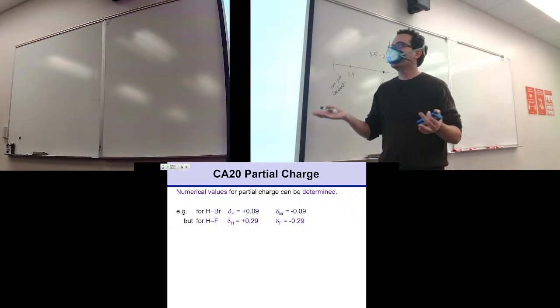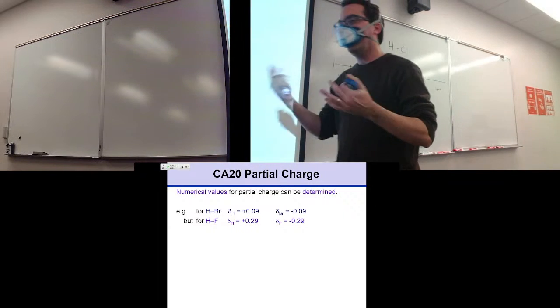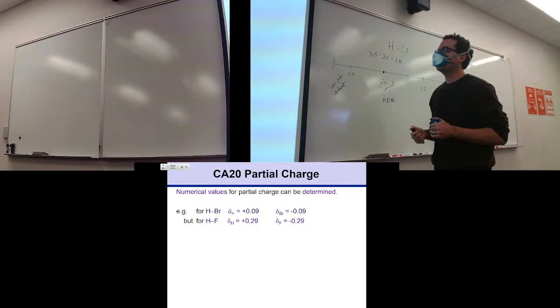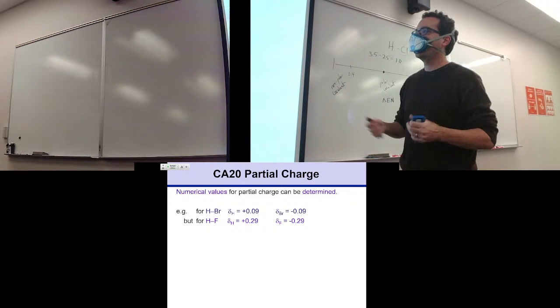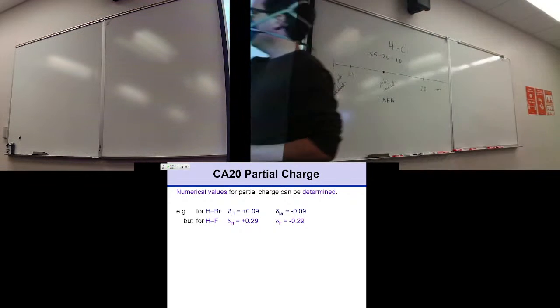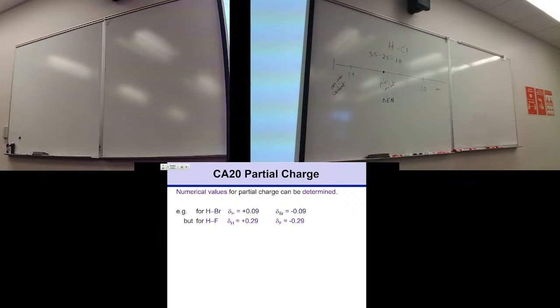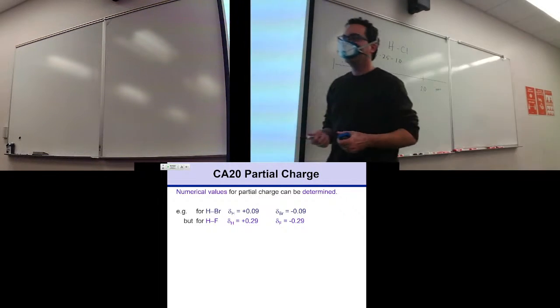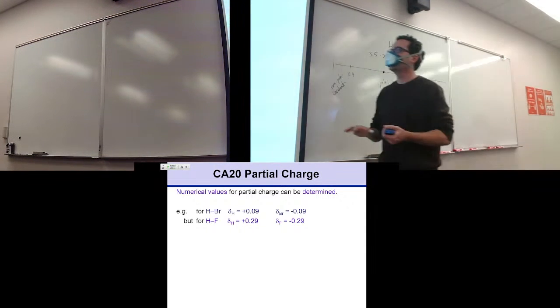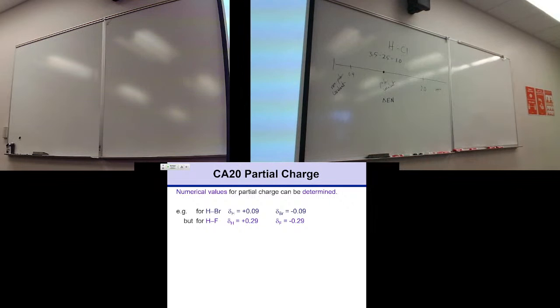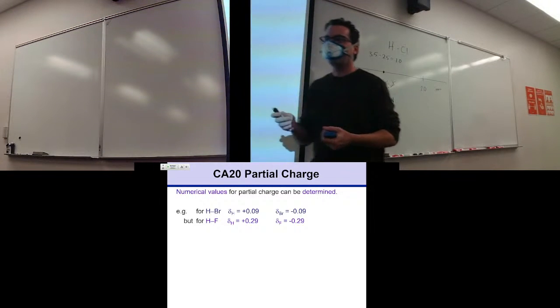So partial charges, you can have those in covalent compounds, but once you get these full charges, you're looking at ionic compounds at that point. Notice that these are bigger. Why are they bigger than these? Well, look at the difference in electronegativity. HF is going to have a bigger difference in electronegativity, so it's going to make a more polar bond than HBr. And that's reflected in the size of the partial charges.